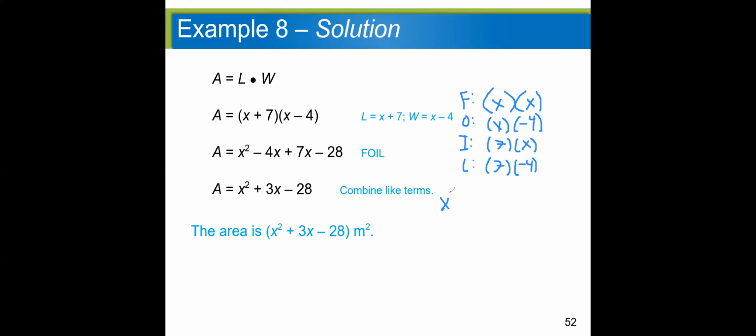My first terms become x squared. My outside terms become minus 4x. My inside terms become plus 7x. My last term becomes minus 28. Combine like terms: x squared plus 3x minus 28. Whatever I put in for x, the area of the rectangle will be resultant from this equation. Foiling. So easy, right? It's so useful and so easy, and we're so happy to be doing this.